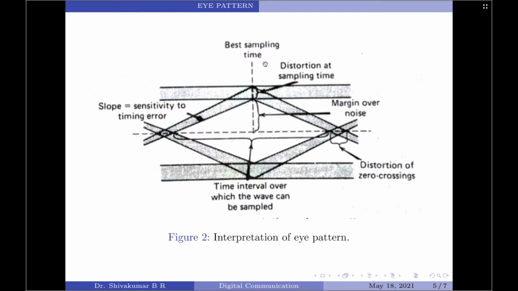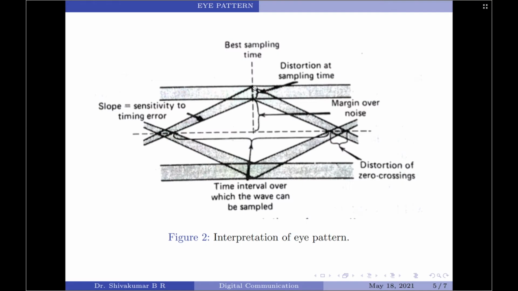So, this particular time instant where the eye is open its widest will be the best sampling time for the received signal. Moving on, the sensitivity of the system to timing errors is determined by the rate of closure of the eye as the sampling time is varied. This can also be measured by calculating the slope of the eye trace. We have given that here. So, the slope indicates the sensitivity to the timing errors. Further, the height of the eye opening at a specified sampling time will define its margin over noise. So, the best margin over noise is always produced at the best sampling time, which in fact is the time instant at which the eye is open its widest.